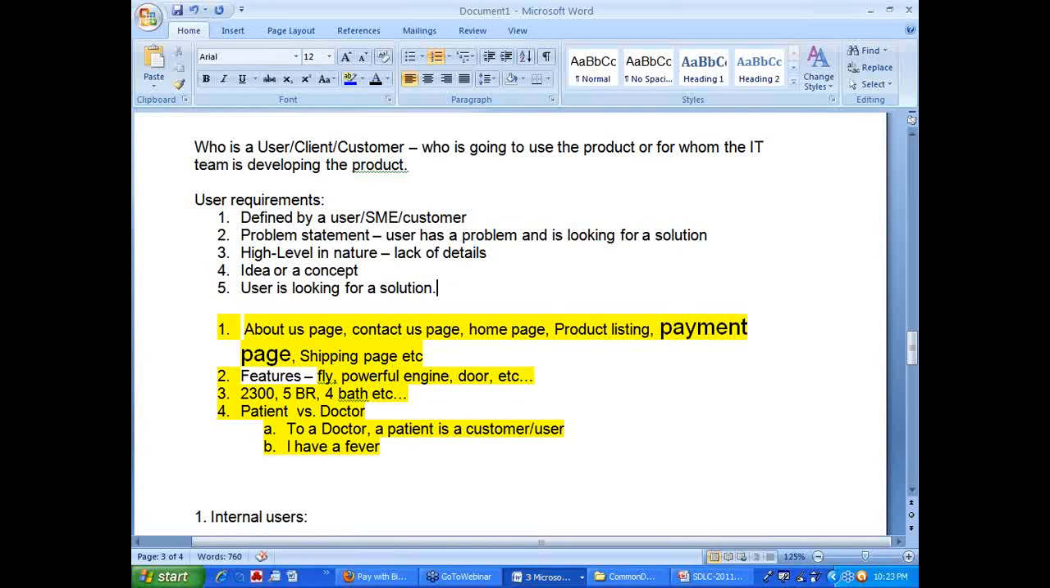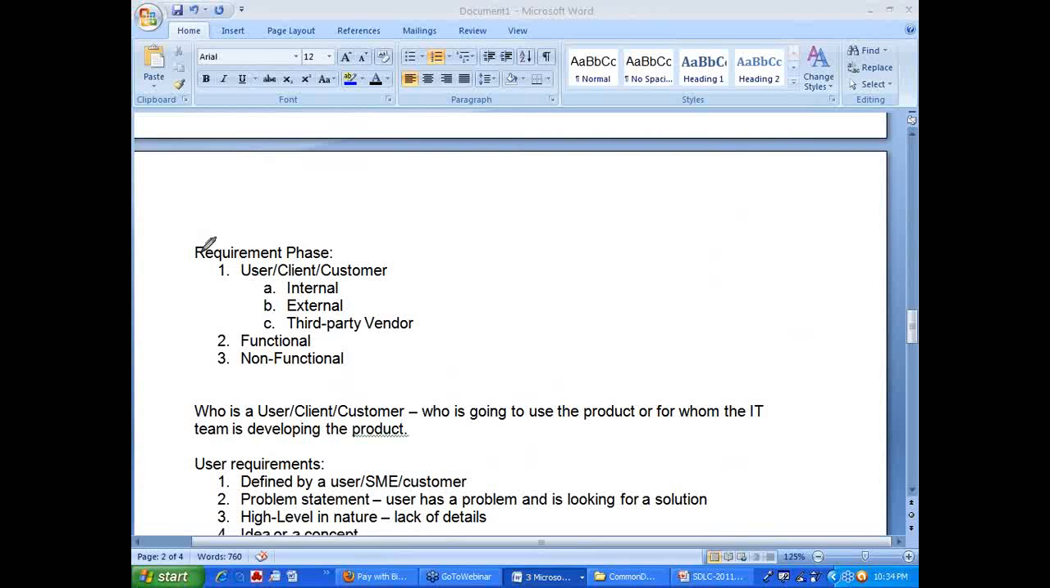So user requirements can be called customer requirements or client requirements, and IT is full of confusing terminologies. But understand the concept from a user perspective. The user or customer has a problem and is looking for a solution, so defines the problem. The naming convention from company A to B to C to D can be different, but underneath it's all the same concept.